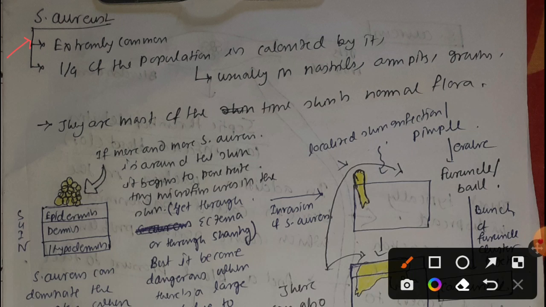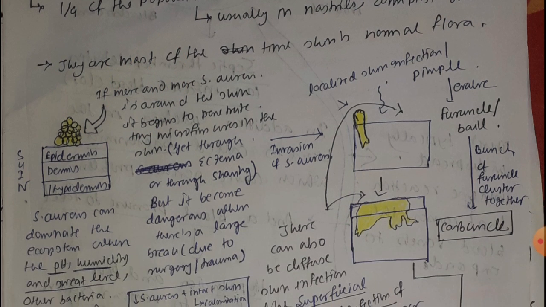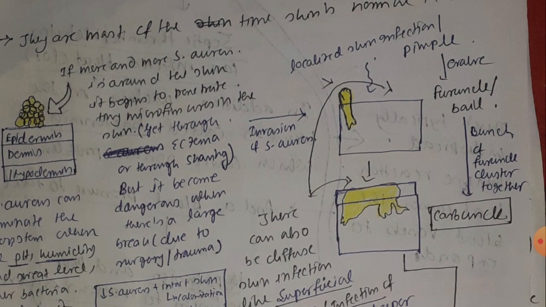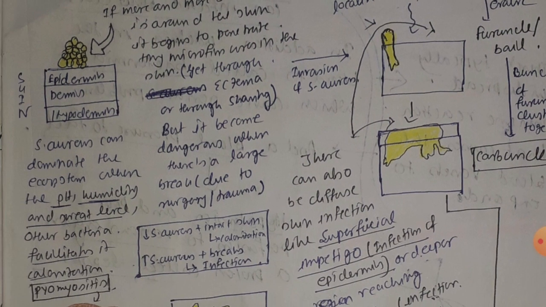So the first important thing is Staphylococcus aureus are extremely common. Okay, and they are normal flora of the skin, and about a quarter of the population is colonized by Staphylococcus aureus. It especially colonizes the nostrils, armpits and groin. Now let me tell you that Staphylococcus aureus is normal flora of the skin, and we all know that skin is a very complex ecosystem, consisting of different types of microorganisms, right? And Staphylococcus aureus is one of them.